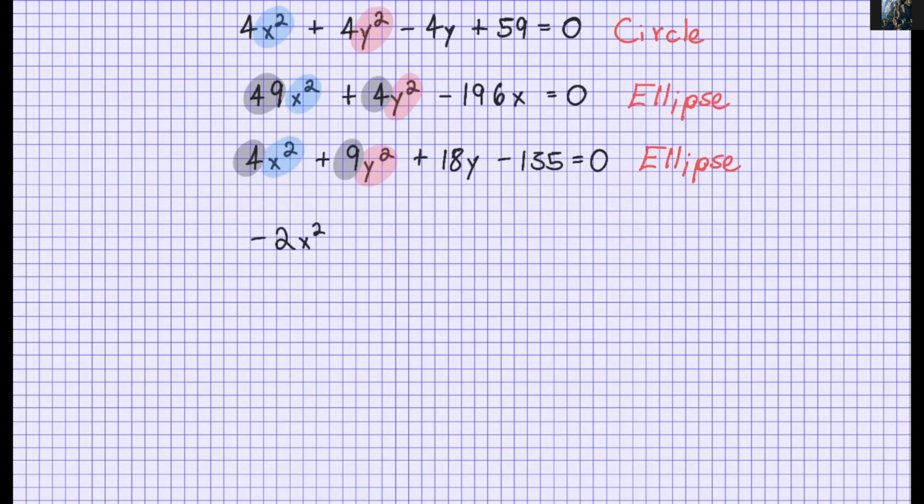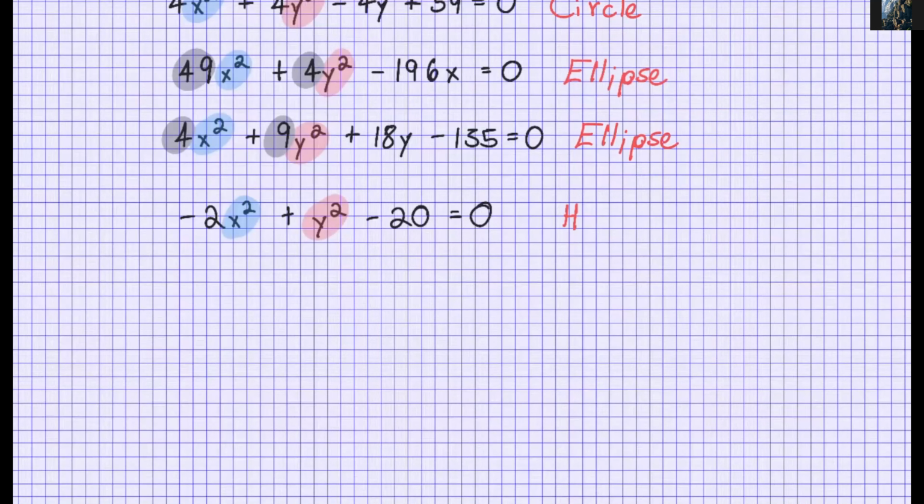If I have this: negative 2x squared plus y squared minus 20 equals 0. Again, the first thing we have to do is look for the variables x and y. And then I see that both of them are squared. Very good. But now, one of them will have a negative coefficient. One of them will be positive and the other one will be negative. The moment that you see this, you know that you are looking at a hyperbola.